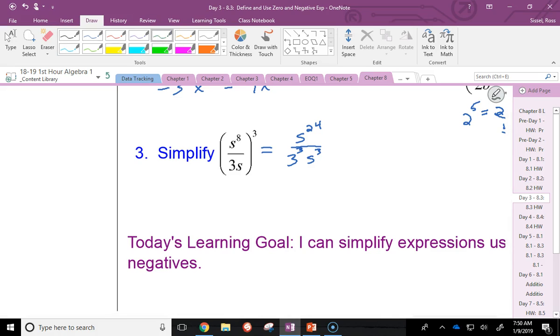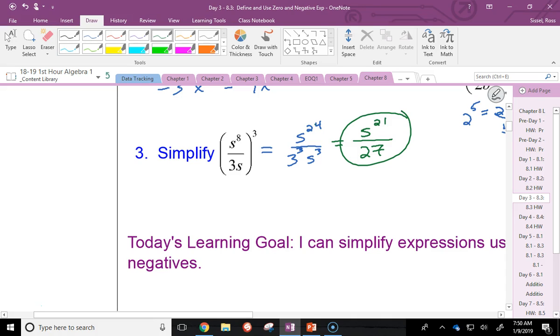Good. So we're going to take this and multiply it with the 24. So we have s to the 21st power over 3 cubed, which we could get is 27. Good. 3 times 3 is 9, 9 times 3 is 27. Alright. Fairly easy. For the most part, you guys are doing very well. The only ones that got confused was when they had the negative sign in the beginning.